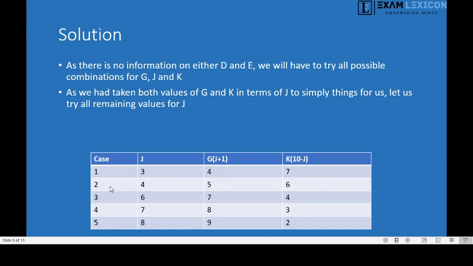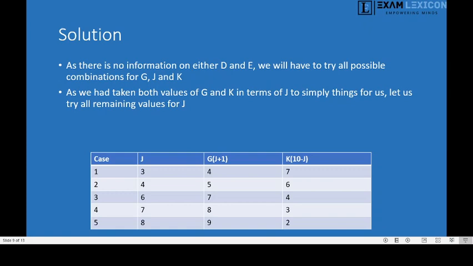And similarly in different cases, in case 2, J is equal to 4 gives us G is equal to 5 and K is equal to 6. Case 3, taking J is equal to 6, as 5 we can't take because 5 has been allotted to H, gives us G is equal to 7 and K is equal to 4. Taking J is equal to 7 gives us G is equal to 8 and K is equal to 3. And the last case, the fifth case, taking J is equal to 8 gives us G is equal to 9 and K is equal to 2.